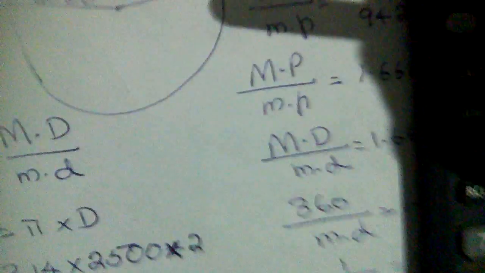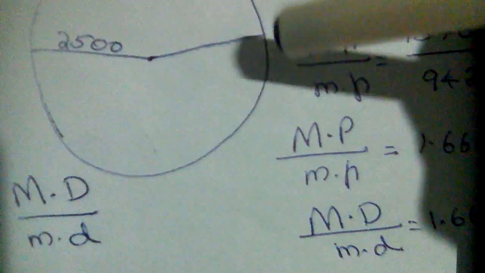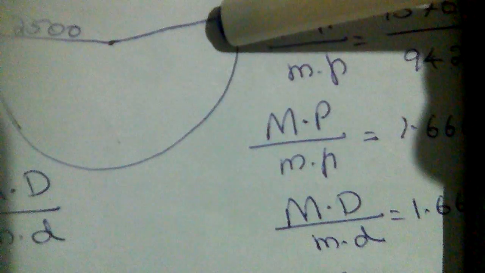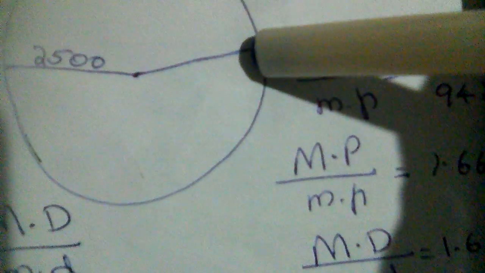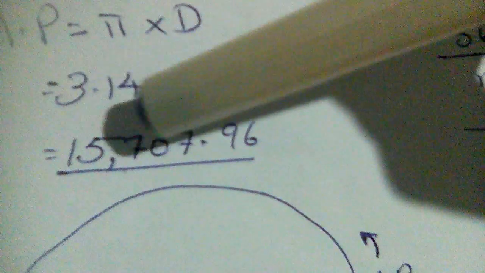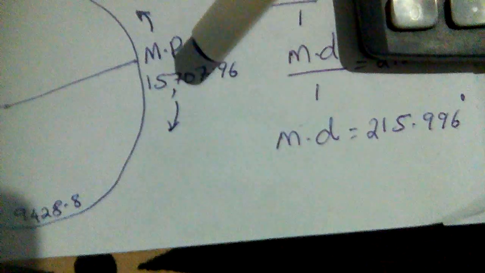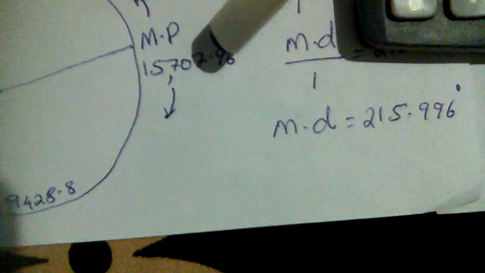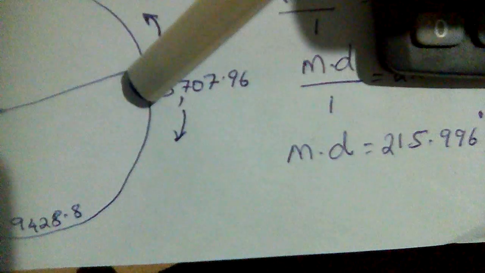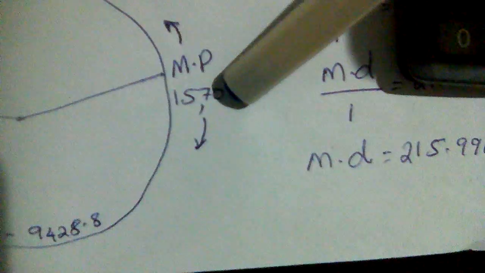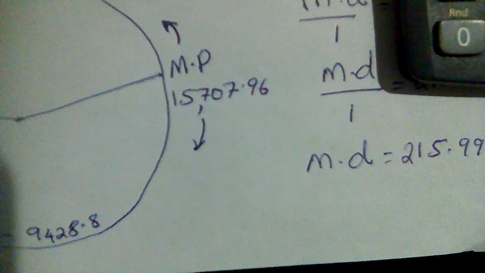Major perimeter means the perimeter of the total round. It starts from here and it ends here. This major perimeter is filled with 360 degrees because it is a full round. So I have written this major perimeter 15,707.96 in this round. It is the perimeter of one full round, the perimeter of 360 degrees.